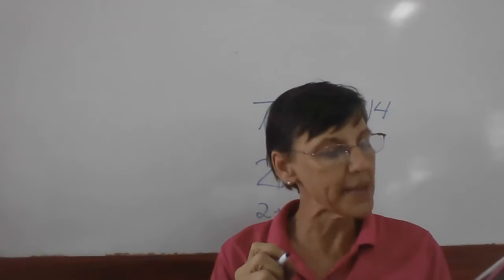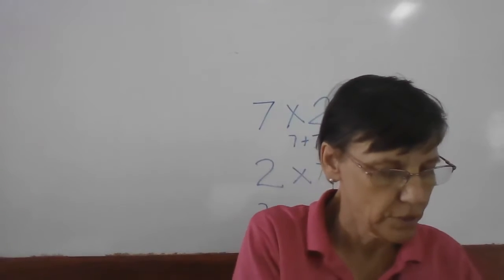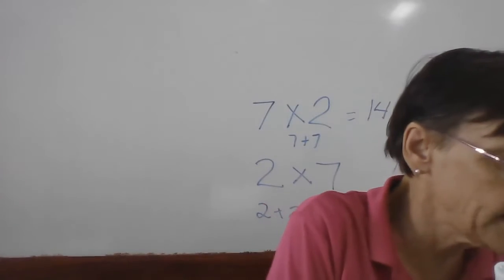Okay, now we have ladybugs. It says circle them in groups of 2, right? Okay, so we have groups of 2. So make groups of 2, right?